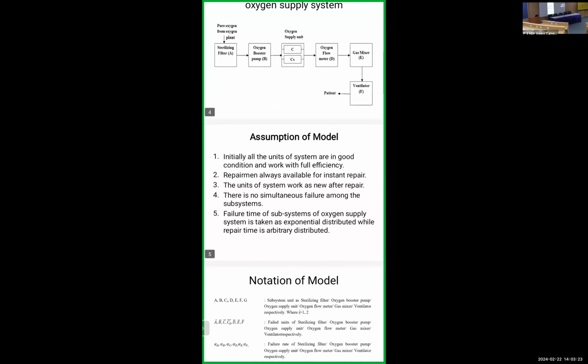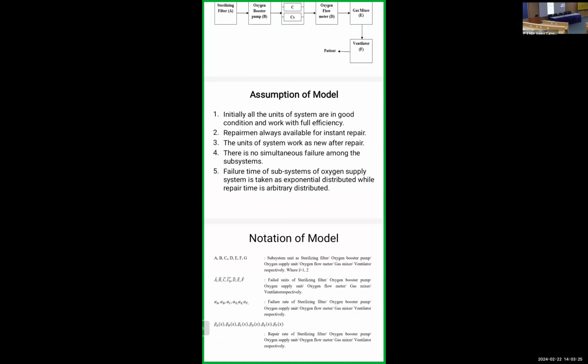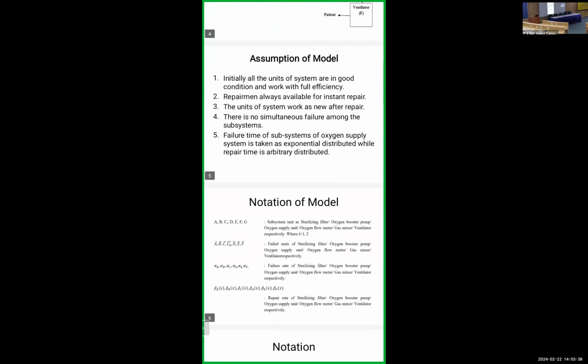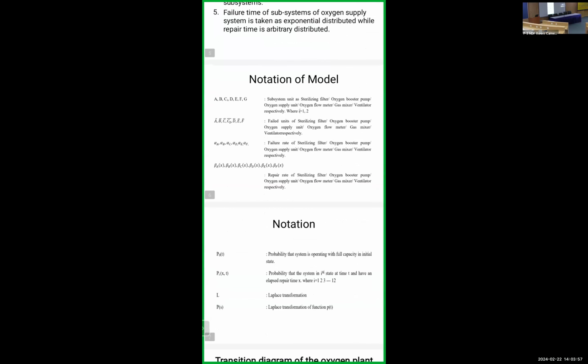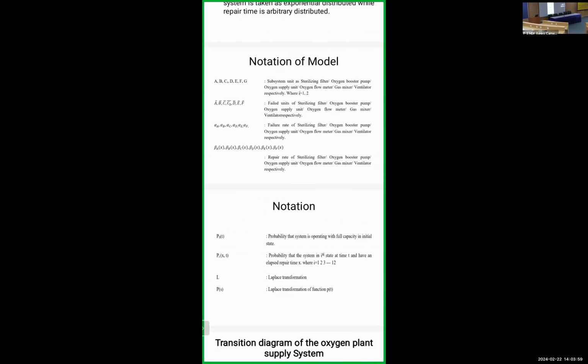We have the assumptions of the model. Initially, all unit systems are in good condition and work with full efficiency. Repairman is always available for repair. The units of the system work as new after repair. There is no simultaneous failure among the subsystems. Failure times of the subsystems of the oxygen supply system are taken as exponential, while the repair time is an arbitrary distribution.